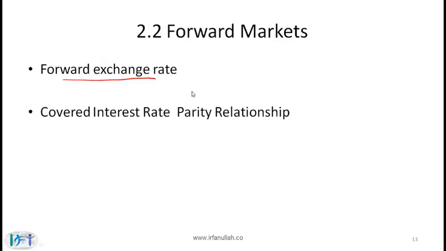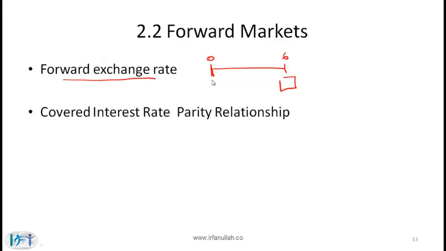A forward exchange rate simply means that if you are sitting here at time 0 and you want to buy a currency at the end of 6 months, the transaction will take place over here, but at time 0 you want to lock in a rate. So you want to create a contract or an agreement with a dealer saying that you want to buy 10 million US dollars 6 months from today. So that exchange rate that is quoted at time 0 for a transaction that will occur in the future is called a forward exchange rate.